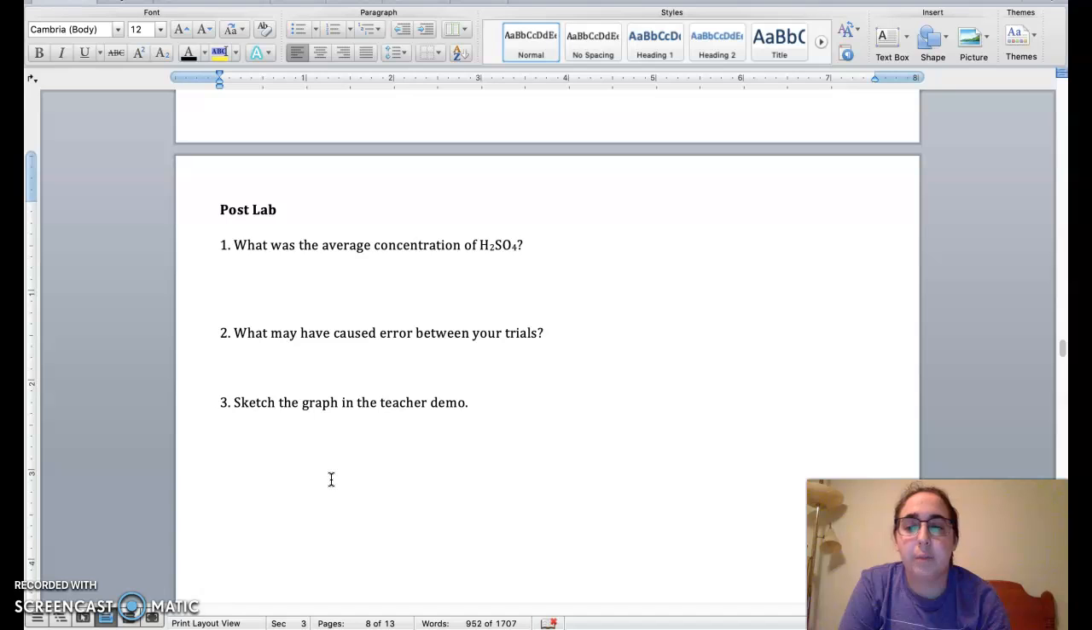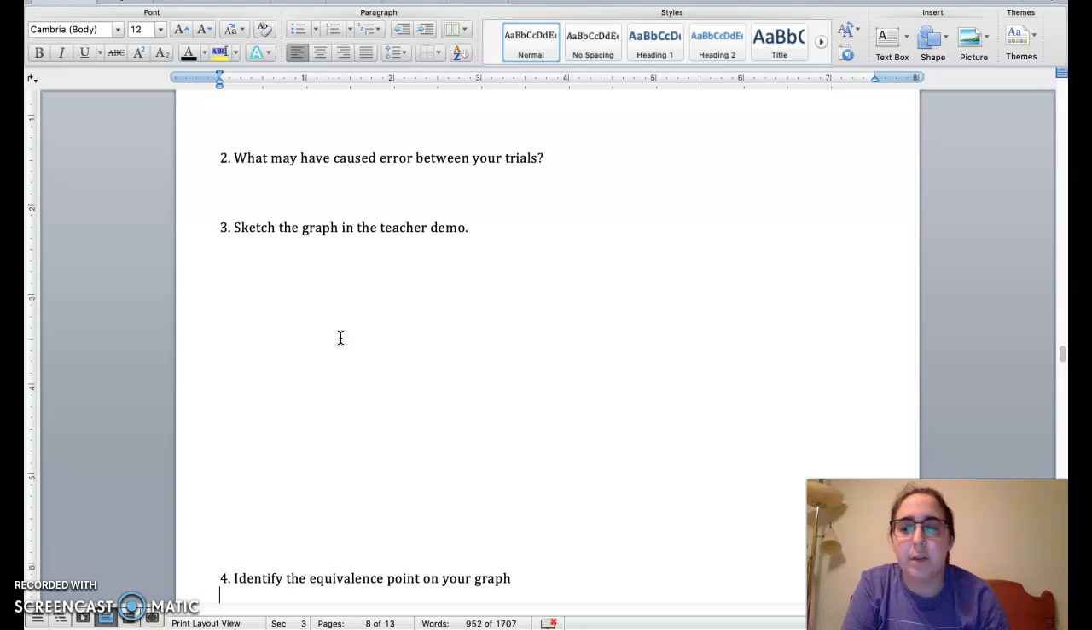And then for the post-lab questions, I'm going to ask them what the average concentration was, so average the 3 numbers they just found, and then explain what caused any error. Be a little bit more specific than human error, so I went past the endpoint, I didn't measure things correctly in my burette, stuff like that.